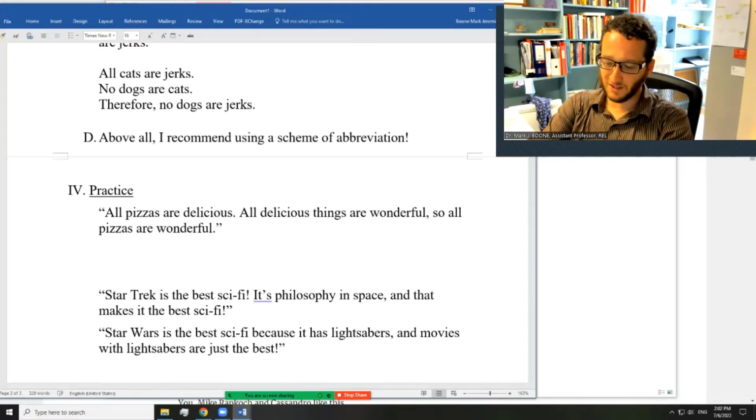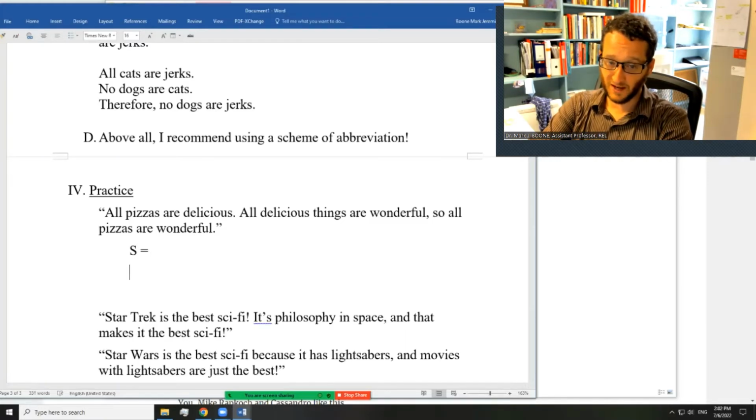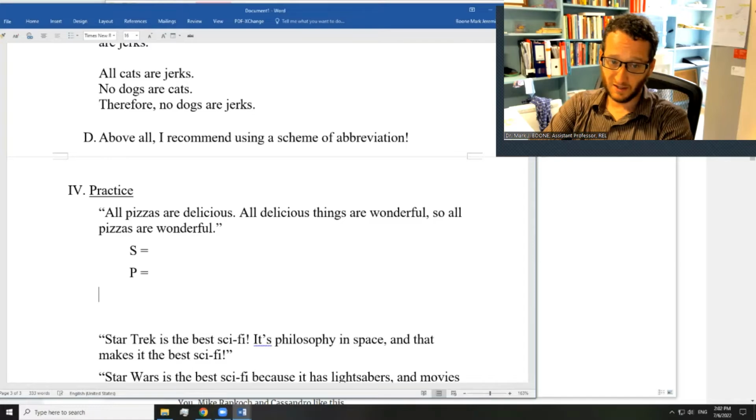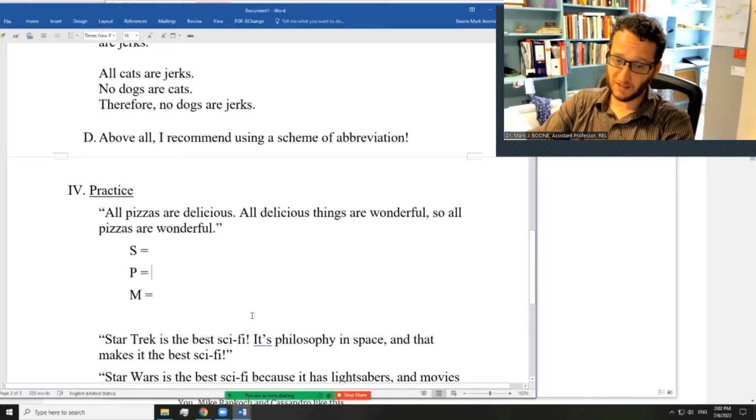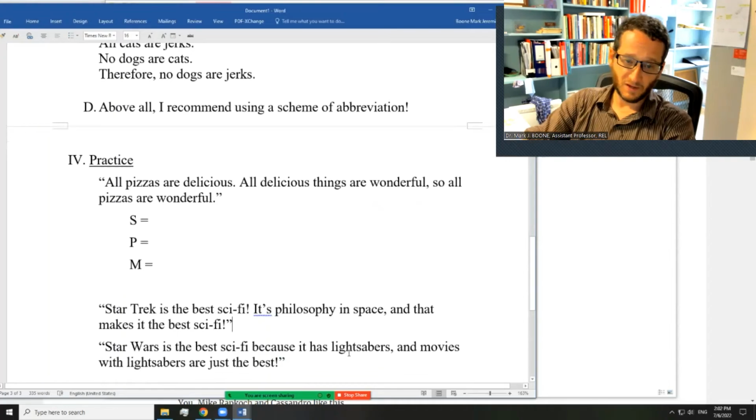Now, for translating categorical syllogisms into standard form, you're always going to have 3 terms to symbolize, and you're going to use the same 3 symbols, S, P, and M. S will always be the first term in the conclusion, P will always be the second term in the conclusion, M must always be the middle term, which is the one that occurs in both premises, or the one that's not the major or minor term, because there's only 3 terms in a categorical syllogism.